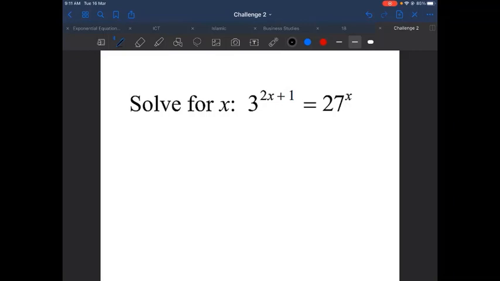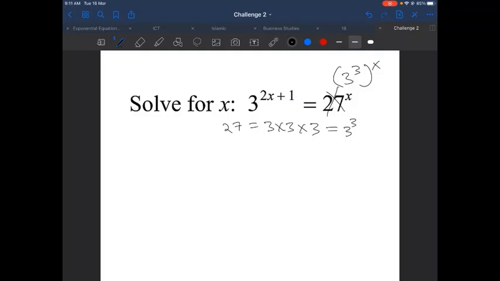So our question is solve for x: 3 raised to the power of 2x plus 1 is equal to 27 raised to the power of x. In order to find the value of x in this expression, what we do is we write 27 in exponential form. So 27 is equal to 3 times 3 times 3, which is equal to 3 cubed. Now if you want, you can write it like so.